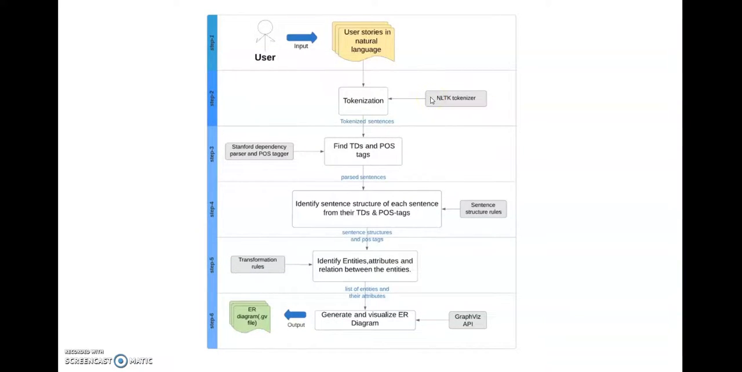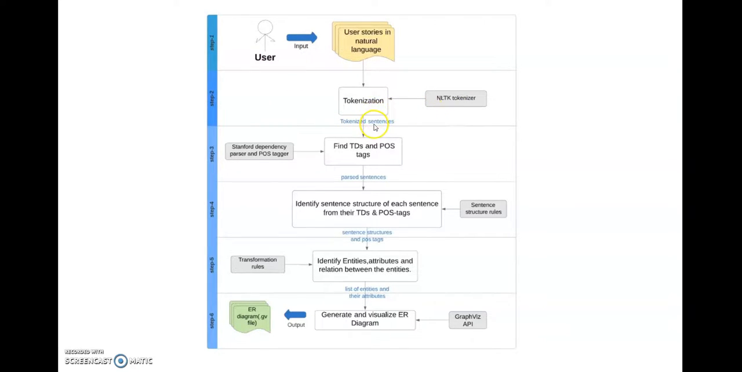Now, let us look at the working of our ER diagram generation tool. For this, we have divided our process into certain steps. In the first step, the user sends the input to the tool in the form of some sentences or paragraphs in natural language. These sentences or paragraphs in the next step are tokenized with the help of NLTK tokenizer.